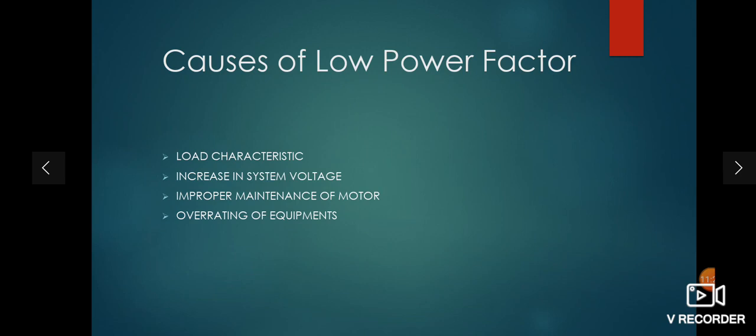Now first is the load characteristic. Load characteristics means that in industries, almost all loads are RL type, and RL type means there is a presence of inductors. So due to the RL nature, the power factor is always lagging. If I say induction motor, in an induction motor there is a winding, and due to that winding it is called an RL type load. So the power factor is always lagging, and the induction motor's power factor is 0.75 to 0.8 lagging if it is run at full load.